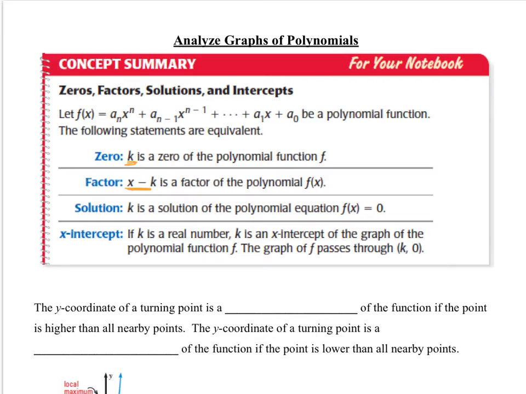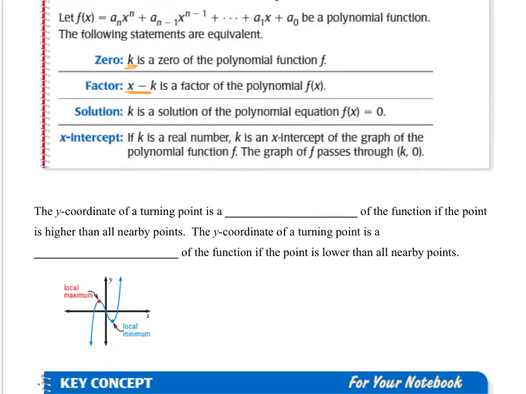And x-intercept. If k is a real number, k is an x-intercept of the graph of the polynomial function f. The graph of f passes through k, 0. So k is a value, but it's also saying that because it's 0, that means it's passing through that value on the x-axis. So let's take a look at these graphs.